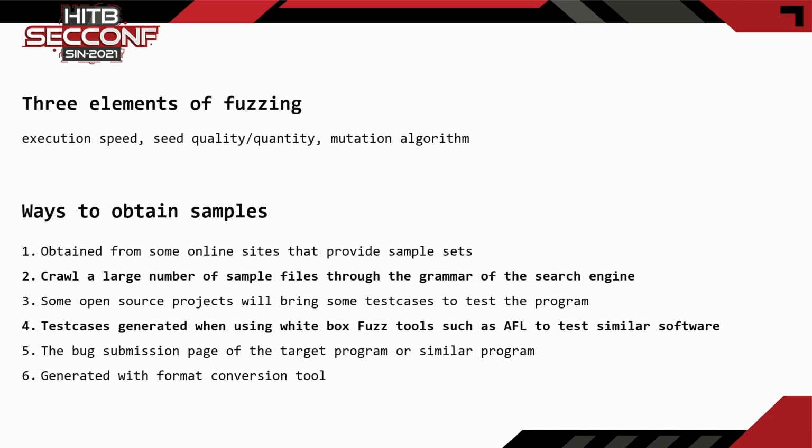Before we start fuzzing, we need to prepare some environments. We know that fuzzing has three important factors: execution speed, sample quantity, and mutation algorithm. There are several common methods for obtaining samples. The details are as follows. I usually use the second and fourth methods.